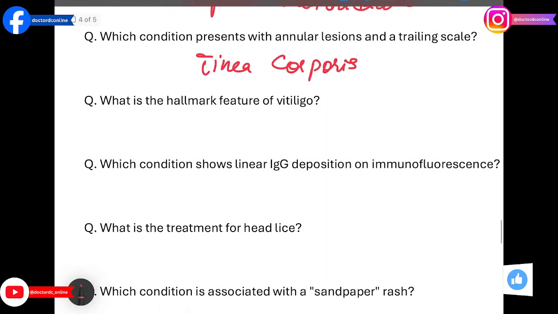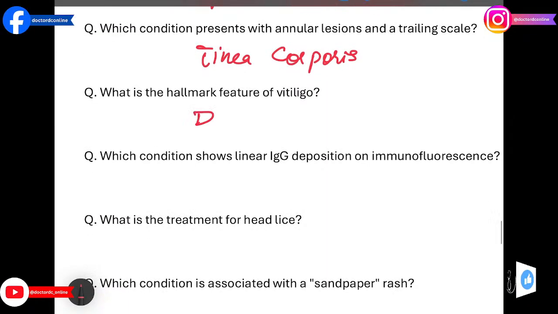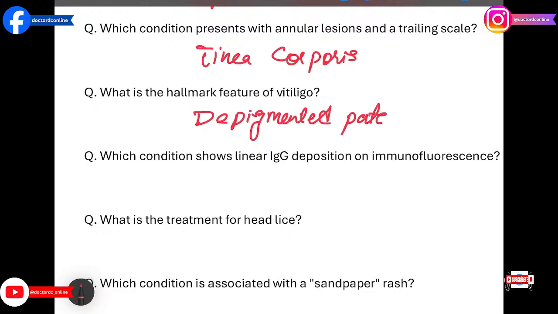What is the hallmark feature of vitiligo? Depigmented patches. Autoimmune destruction of melanocytes causes white patches.